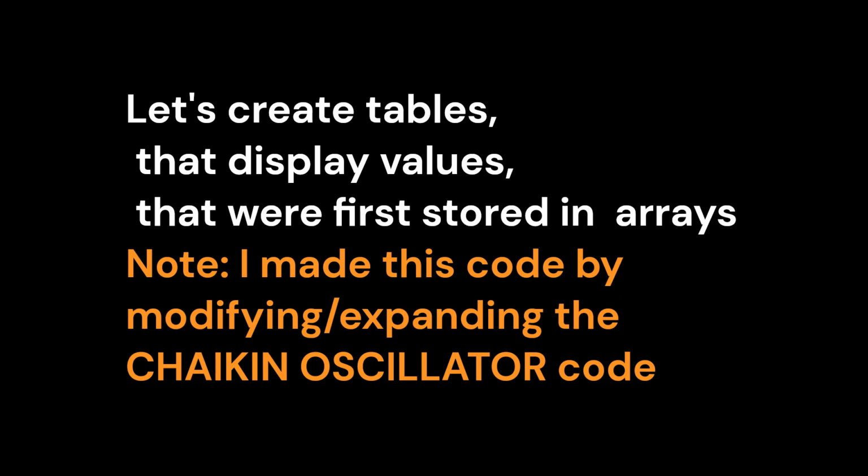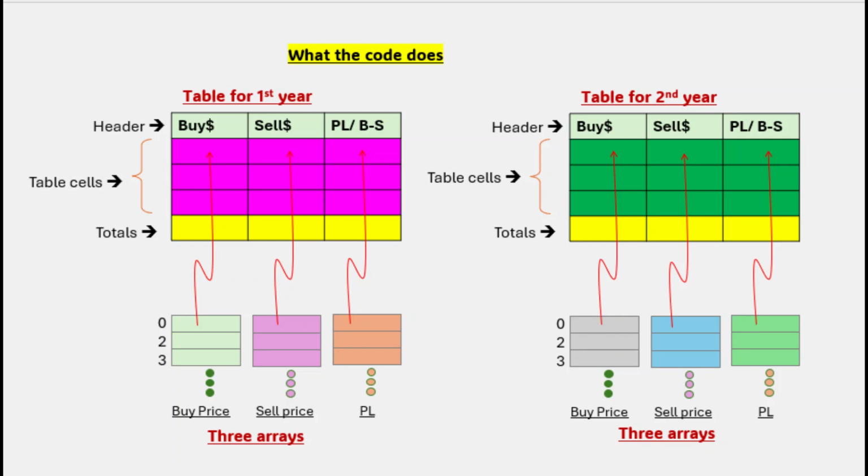In some cases, it is preferable to store the values into an array or arrays before transferring them into a table. I'll show you how to store values into arrays that are shown in 2 different tables at different points of time, that is, at different bars. Note, I created this strategy code by modifying the Chaikin oscillator code, which I downloaded from TradingView. Shown on the screen is what the code does. First, I store the buy and sell prices and the profit and losses into 3 different arrays. At the end of each year, I copy the array contents to the tables, and I display the tables.